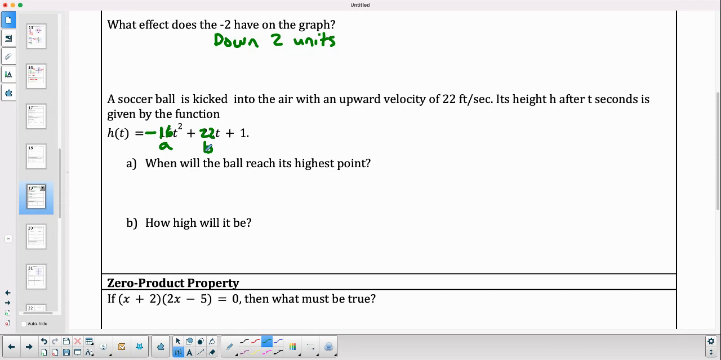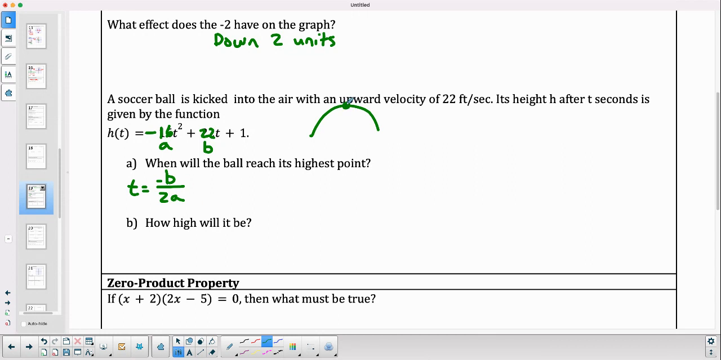So when will the ball reach its highest point? That's just the opposite of B over 2A, like we've been practicing. That's the formula for the axis of symmetry. That's going to be how many seconds until the ball is at the top of its path. We're interested in this point right here. How many seconds until it's there?